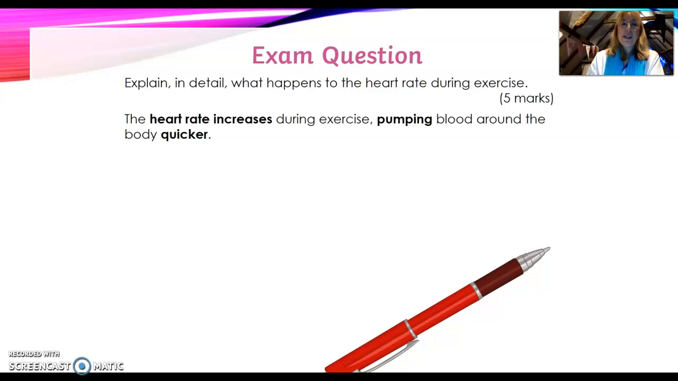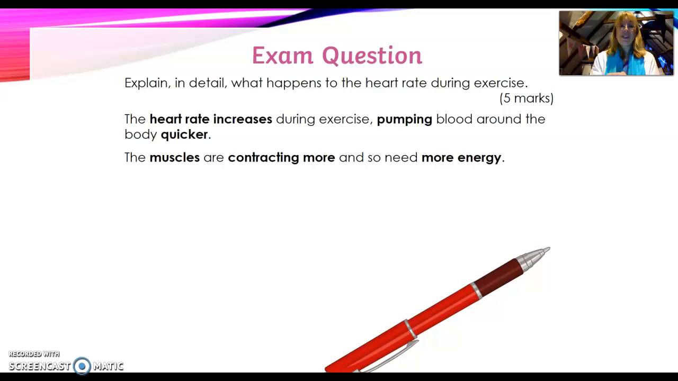Okay, let's see how we're doing. So we know that the heart rate increases during exercise, and we need to always ask the question, so what, to add more detail to our answer. So why do we have to increase the heart rate? Because we need to pump blood around the body quicker. So what? Let's have a look.